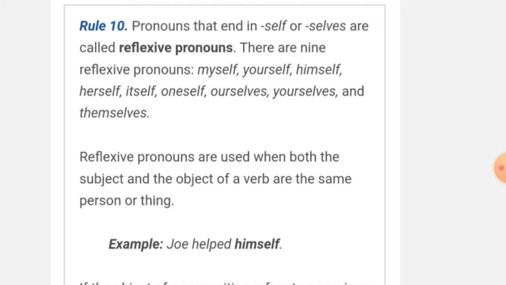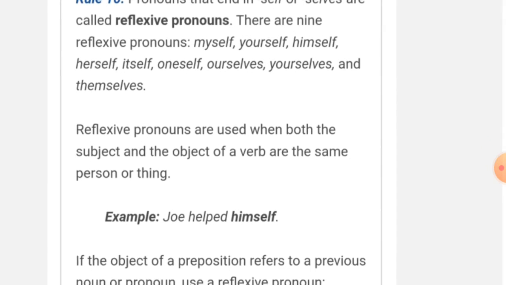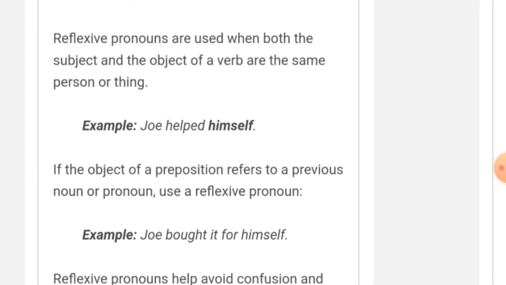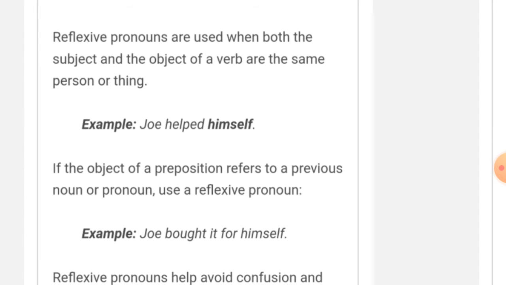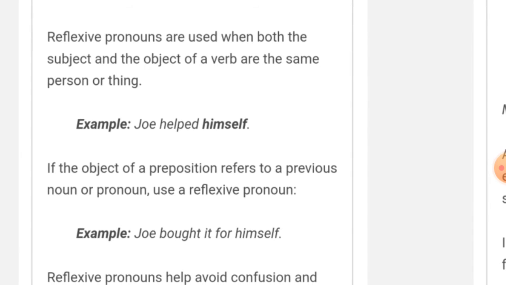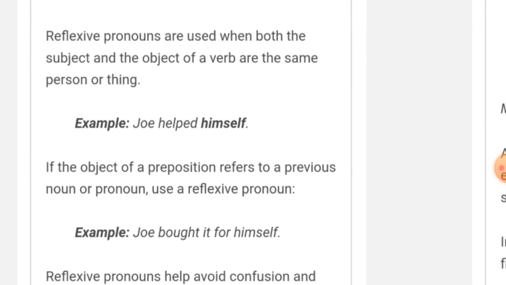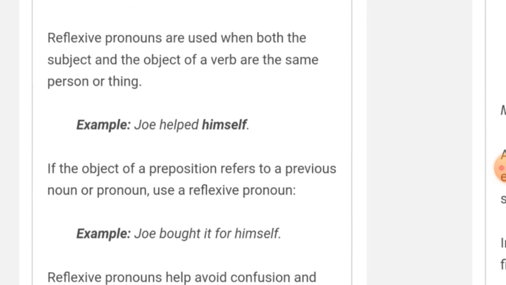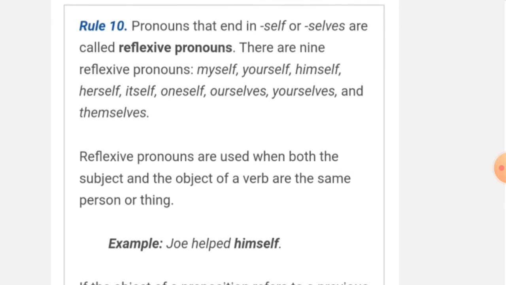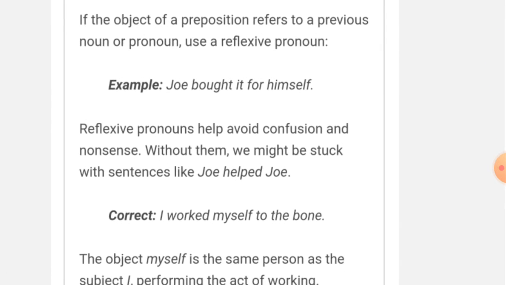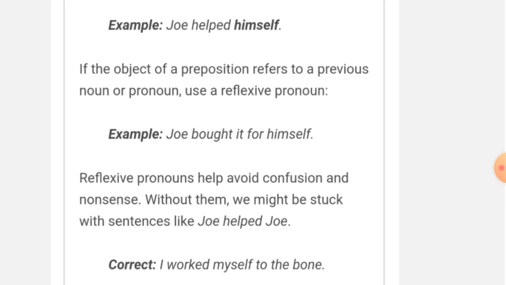Reflexive pronouns are used when both the subject and the object of a verb are the same person or thing. Example: Joe helped himself. If we say Joe helped him, it means that Joe has helped some other person. But if we say Joe helped himself, it means that he has not taken any help from any other person. He has depended on his own efforts or abilities or caliber.